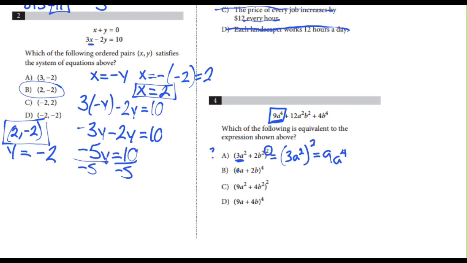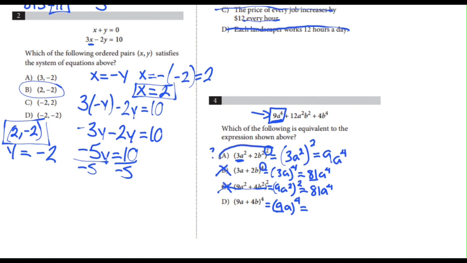So it might be A. If we do the same for B, we have 3 times a, and this time it's raised to the power of 4. 3 to the power of 4 is 81, and a to the power of 4. 81 is not what we have in this first term, so it cannot be B. For C, we're going to have 9a squared raised to the power of 2. Once again, 9 squared is going to end up being 81. A squared is going to be a to the 4th, so it cannot be C. And then for D, we have 9a to the 4th, and I can guarantee that 9 to the 4th is not going to be 9. And therefore the answer is going to be answer choice A.